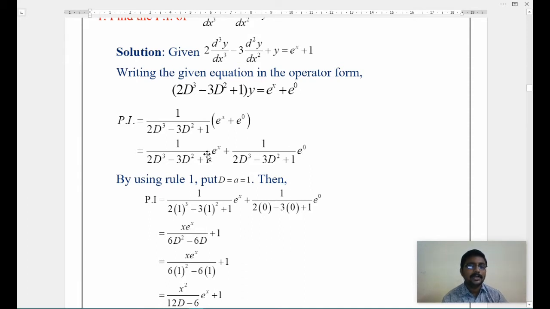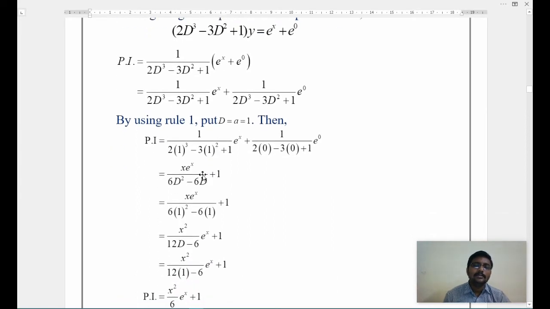In the first term, putting D equal to 1, we get 2D^3 minus 3D^2 plus 1, that is 2 into 1 cubed minus 3 into 1 squared plus 1. Simplifying, we will get x e^x by (6D^2 minus 6D), because while putting D equal to 1 we are getting 0. So we have to put x in the numerator, because this case is known as the failure case. Put x as numerator and the denominator function should be differentiated. So what is the derivative of 2D^3? It is 6D^2: 2 is constant, the derivative of D^3 is 3D^2, and 3D^2 into 2 is 6D^2.